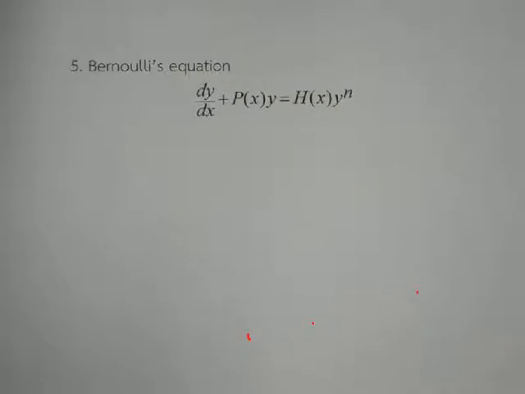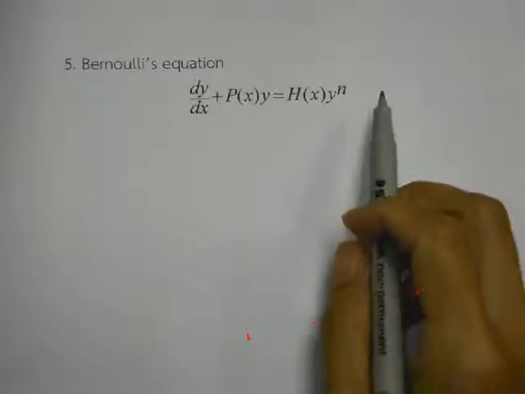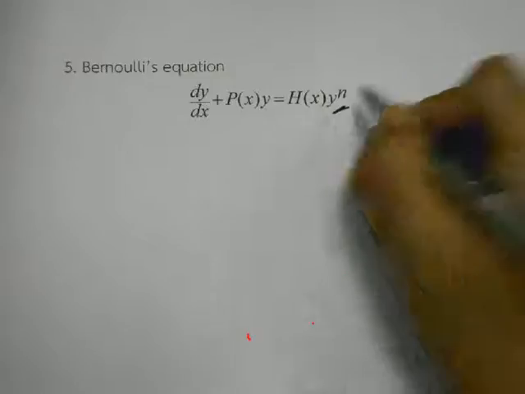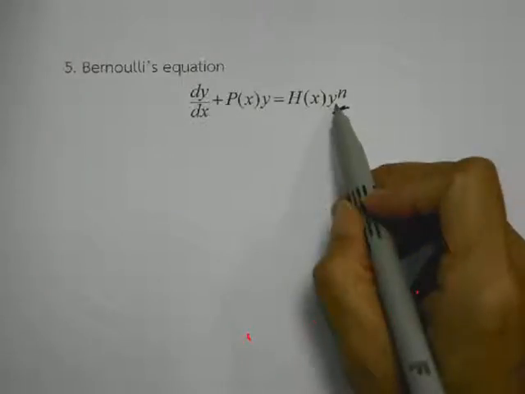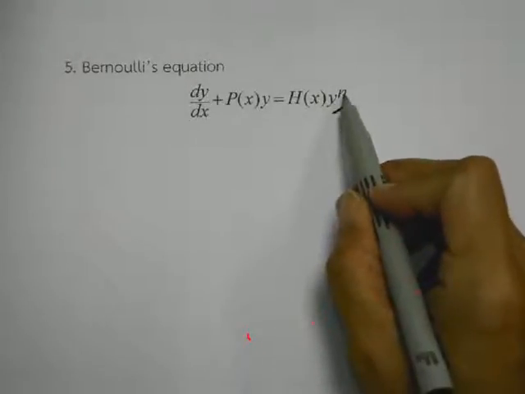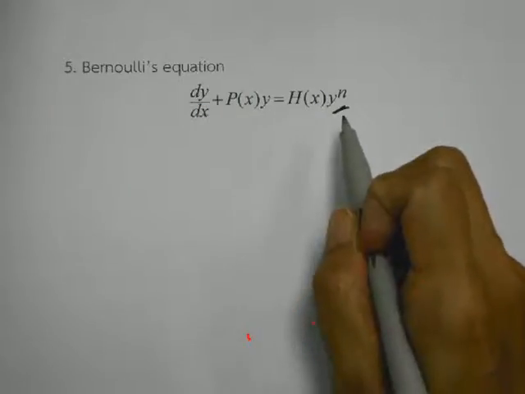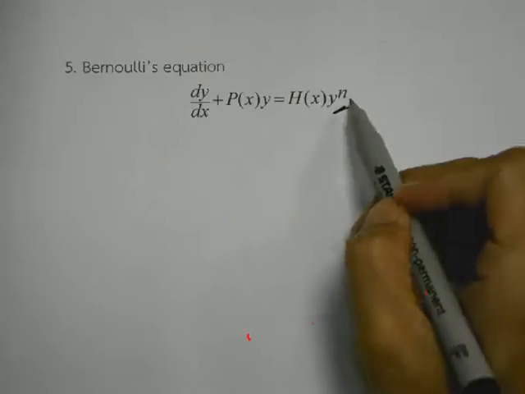Bernoulli equation, if you look at the formula itself, it looks pretty much like a linear equation, except that on the right hand side you have y to the power n. This shows that it's not linear, right? Because by the definition of a linear differential equation, you shouldn't have any term with degree higher than 1. But this one has y to the power n.